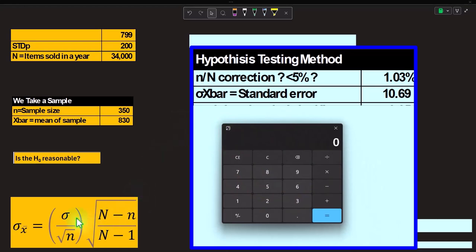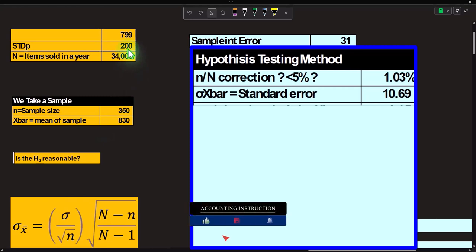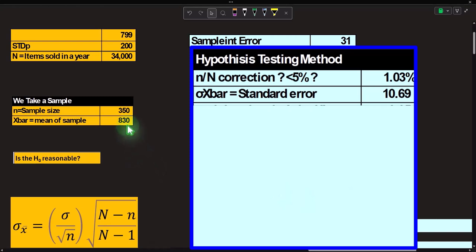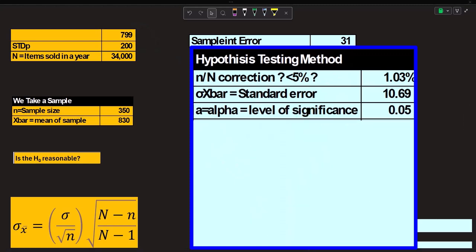So now we're going to say, all right, I won't use the calculator because the square root's kind of a pain to do, but for the standard error, we have the sigma. The sigma is going to be the standard deviation of the population. And so that's going to be the 200 divided by the square root of n, and we said our sample size was 350. That should get us to about 10.69. Now notice this is supposed to be sampling error. So this was the error that we know is there. And that's just simply what we came up with, 830 minus the actual population, which is the 799. So it's $31 off is what that is trying to say, even though it is spelled incorrectly.